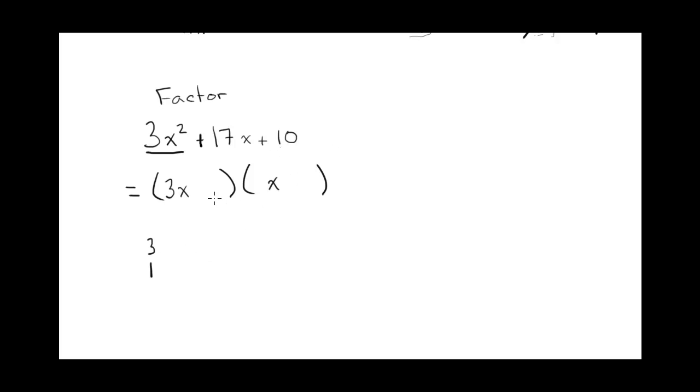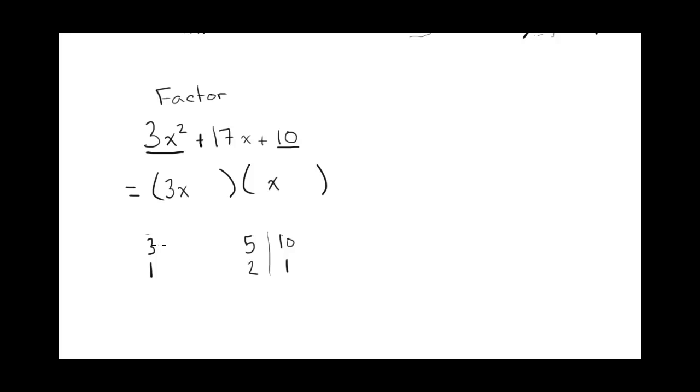Now, the last terms must multiply to 10. So what multiplies to give you 10? Well, there's two options, right? 5 and 2, and 10 and 1. Could be either of these. But we need to make sure that when we multiply one of these with one of these, and then one of these with the other one, we get 17.